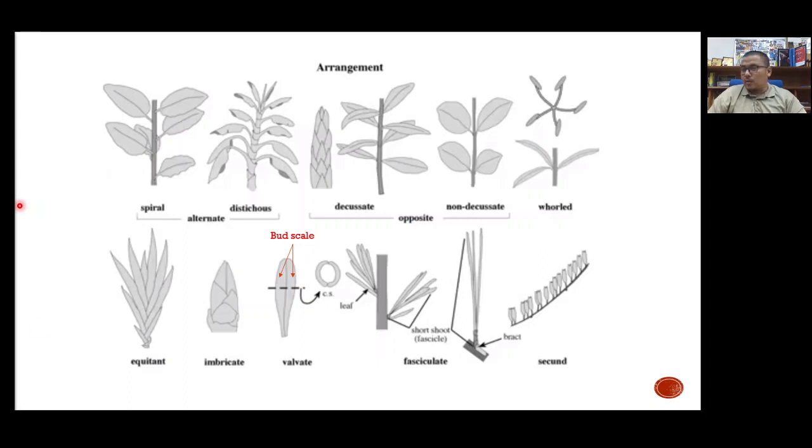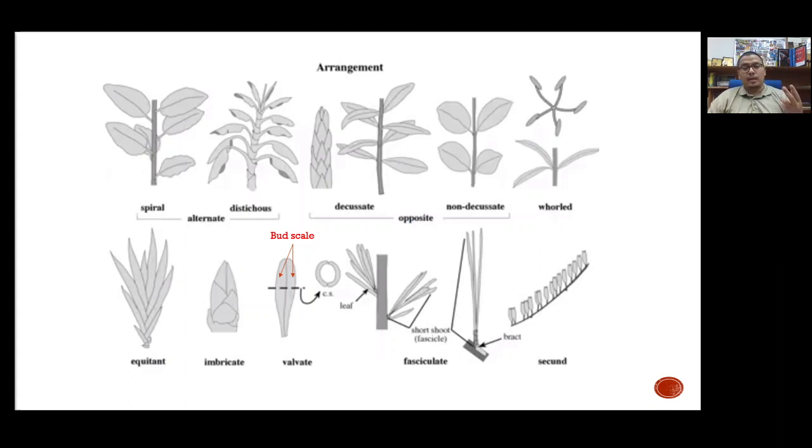Another type of leaf arrangement is called opposite. The main thing we want to consider with the opposite is that at the same node we have two leaves. This is what we call the opposite. This means that with alternate, you have one leaf and then they go up alternately like this. But with opposite, you have leaves at the same node. So the main thing we consider with the opposite is that at the same node we have two leaves.